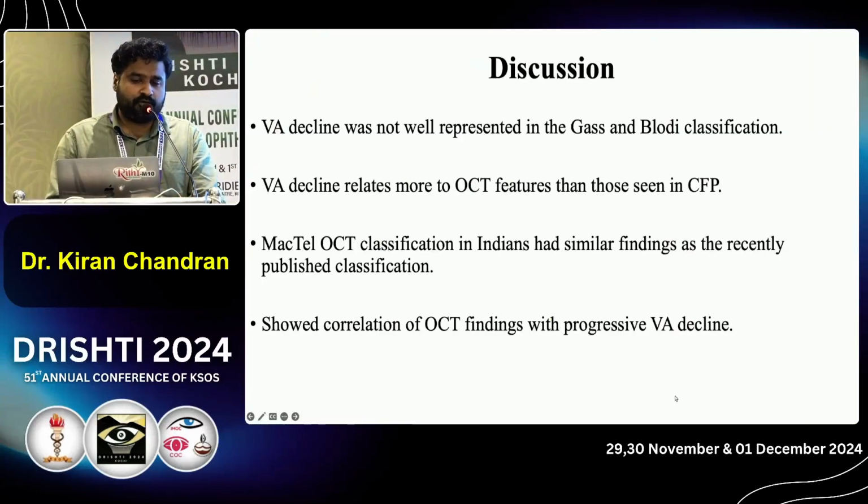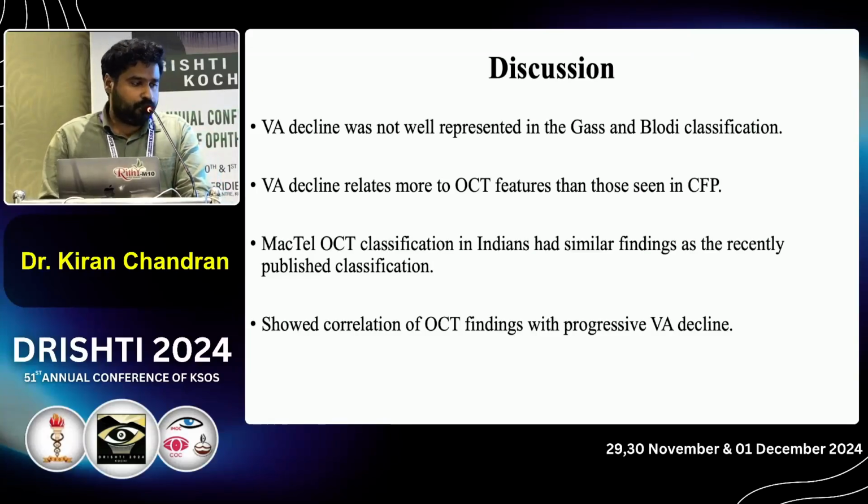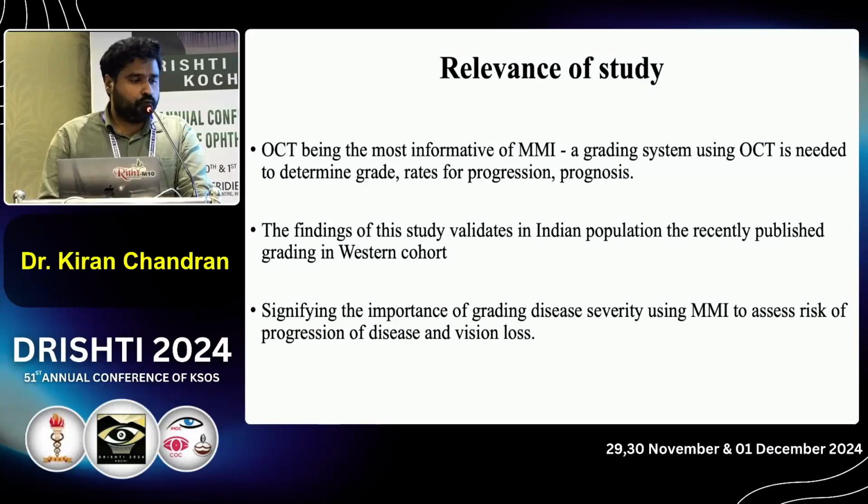So visual acuity decline was not well represented in the Gass and Blodi classification, and visual acuity decline relates more to OCT features rather than that seen on clinical fundus photo as devised by Gass and Blodi. So the MacTel OCT classification in the Indian cohort had similar findings as the established classification in the Western cohort, and it showed correlation of OCT findings with progressive visual acuity decline. OCT being the single most informative imaging modality in MacTel, a grading system using OCT was needed to determine the grade as well as rate of progression and prognosis. And our findings correlate with that of the Western cohort, signifying the importance of grading severity to assess the risk of progression and vision loss. Thank you.